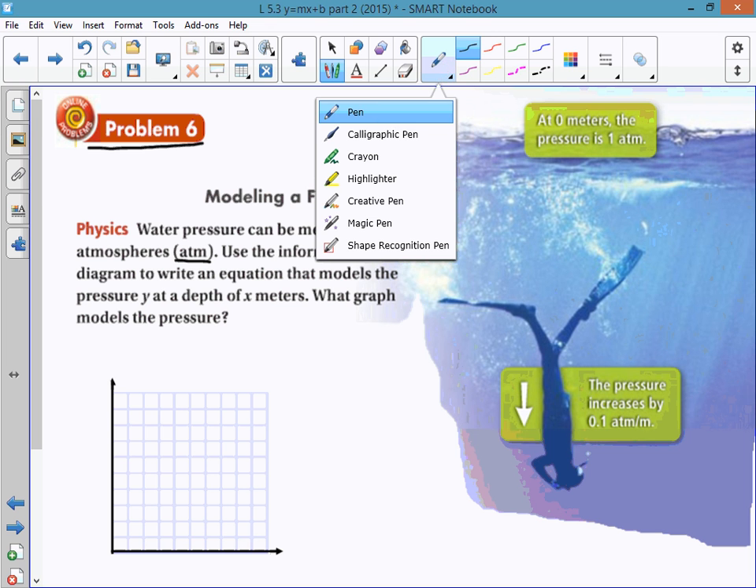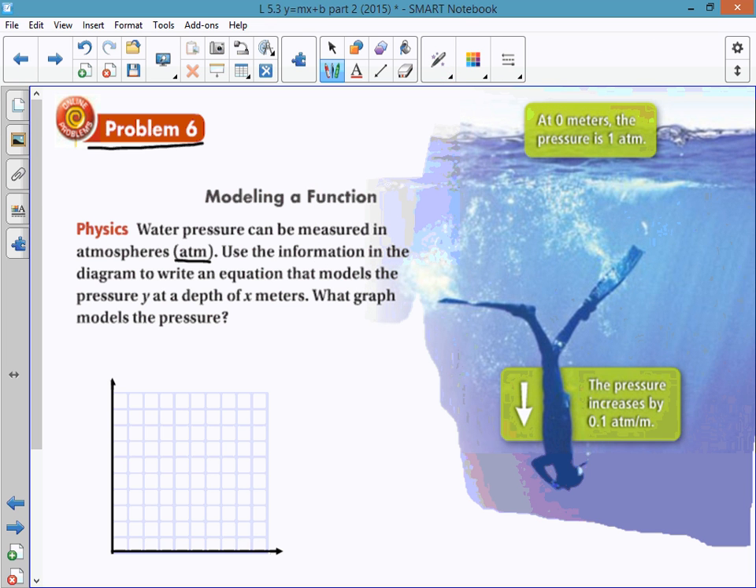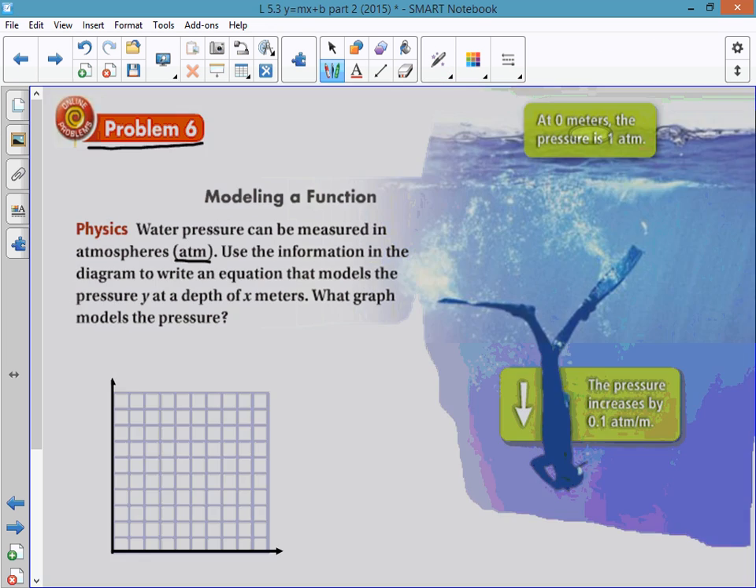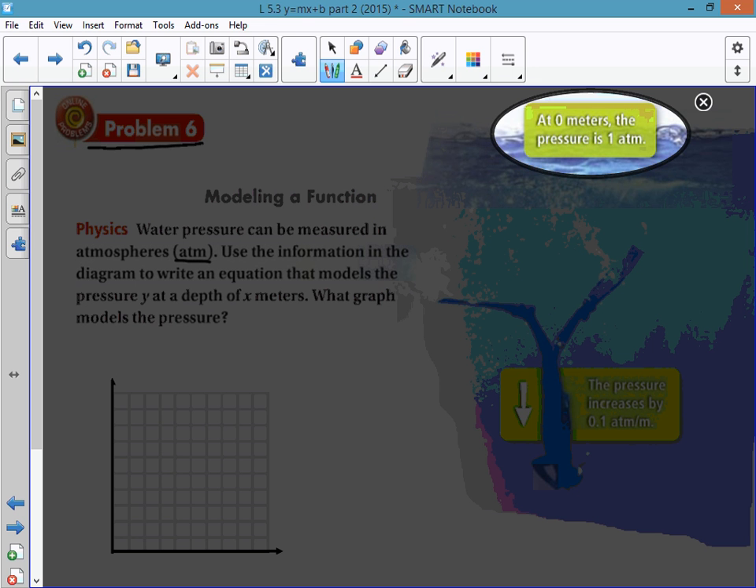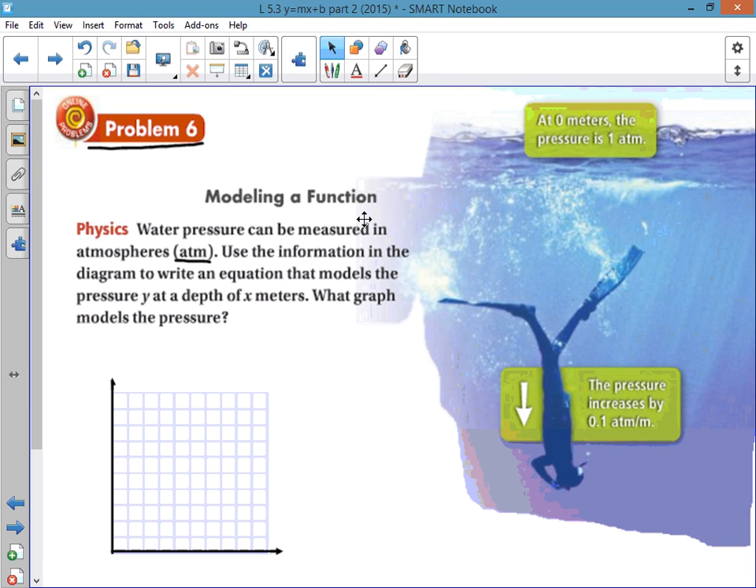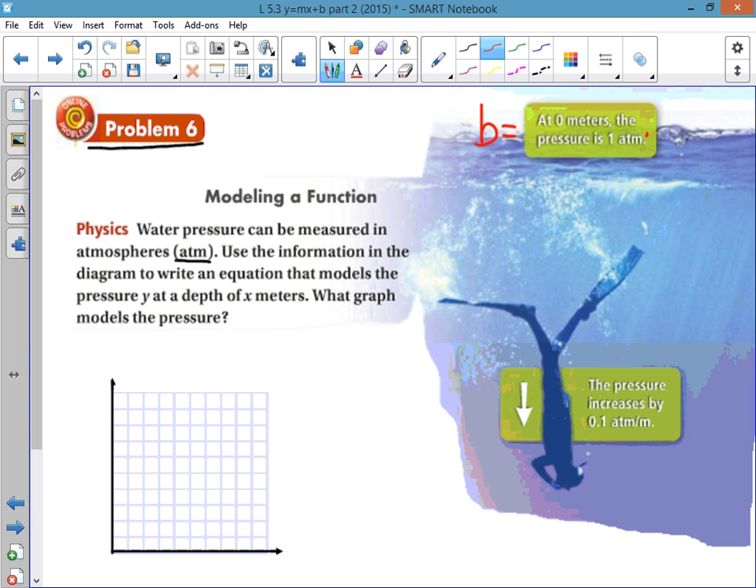So if you look closely at this picture, at the top it says at 0 meters the pressure is 1 ATM. What this really is telling you is that in the beginning, or the b, the pressure is going to be 1. So by looking at the diagram, I can figure out that my b, or my beginning point, is 1.